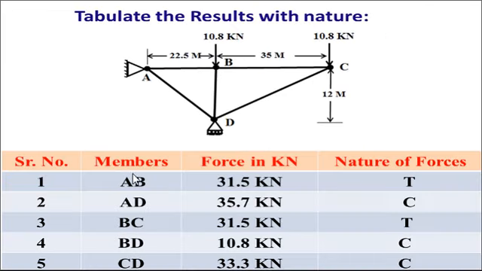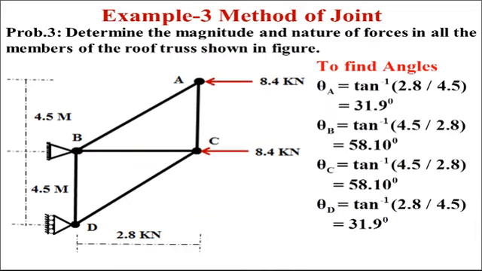So the members are AB, AD, BC, CD and BD. These are the forces in the members, and this is the nature of the force in the members. Okay, so solve this. Similar to this problem, you solve another problem also. Go for new problems from the book and try to solve them.